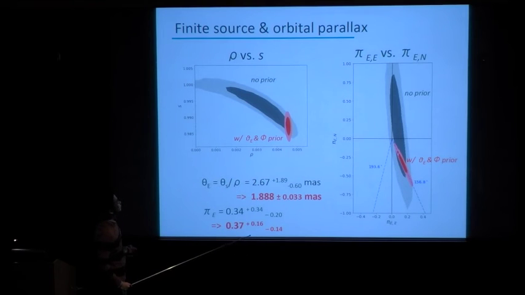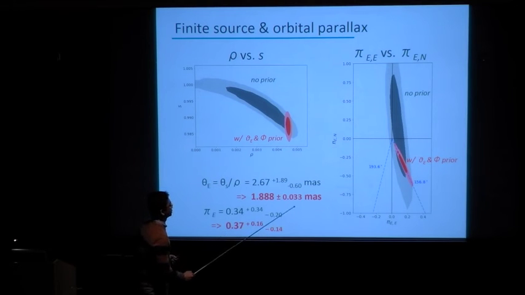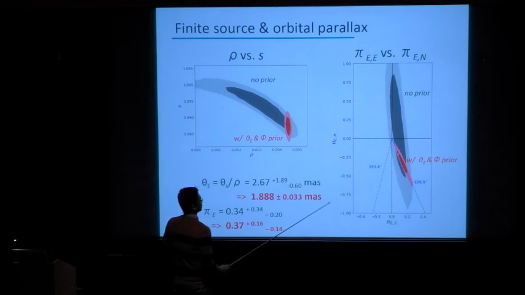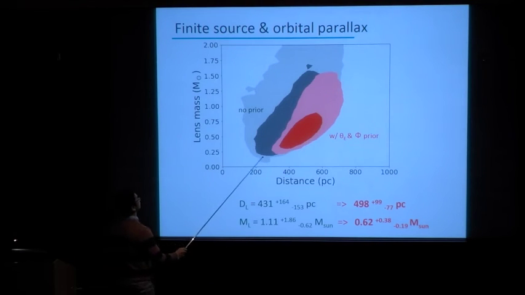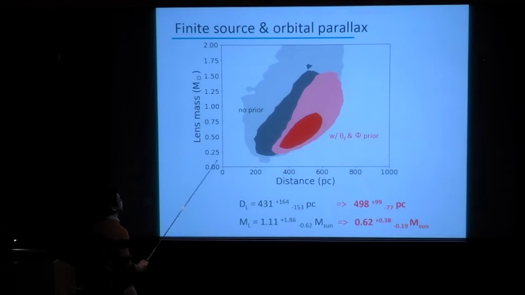And using this information as prior, we refitted the light curves and refined the parameters of theta E and pi E. And we constrain theta E very precisely. On the other hand, for pi E, we could reject one of the 2 solutions, directions. But we refine the pi E values by a factor of only 2. So this is the defined constraint region of distance and mass of the lens star.